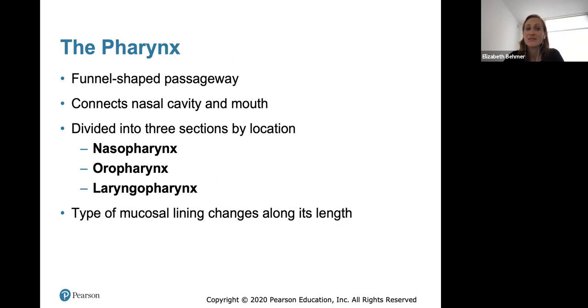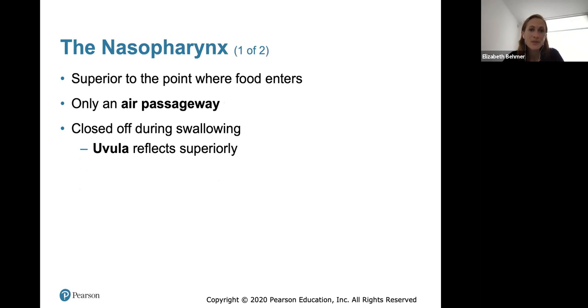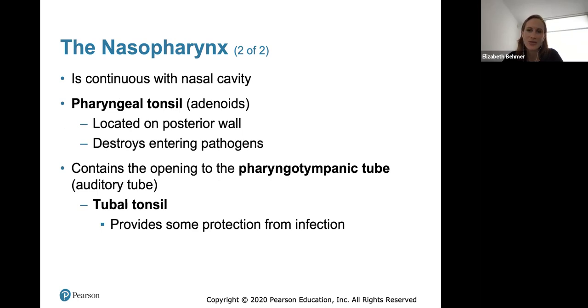The pharynx then is the funnel-shaped passageway, also known as the throat. It connects your nasal cavity and mouth. It's divided into those 3 sections, and the type of mucosal lining changes along its length. The nasopharynx is superior to the point where food enters. It's only an air passage, and it's closed off during swallowing. The uvula reflects superiorly, and I'll show you how that happens. The nasopharynx has different tonsils that you can read through there.